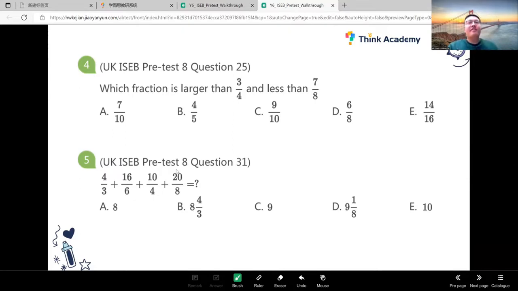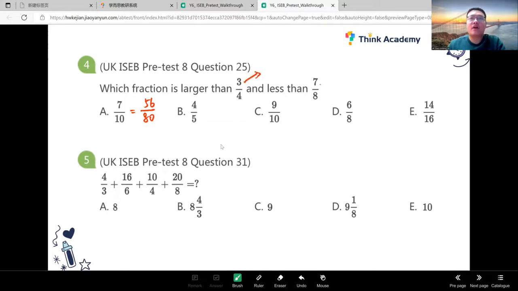Actually, the method that I'm going to use is to convert all of these fractions into the same denominator. And you see, you've got 10, 5, 10, 8, 16. The common multiple of these numbers is 80. It's 80, right? So let's convert these all into something over 80 as a denominator. For this one, you times by 8 to 7, so that can be 56.